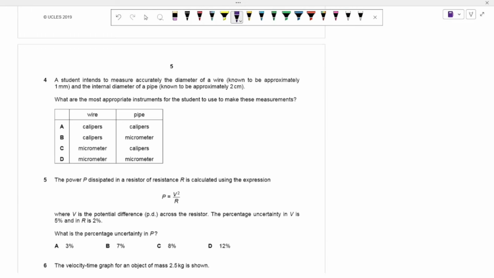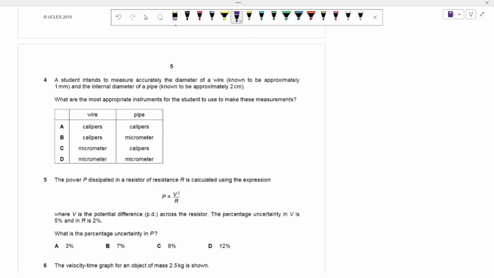Question 4. A student intends to measure accurately the diameter of a wire and the internal diameter of a pipe, and we've been asked to recommend what instrument this student should use. So the student is desperate and wants us, as physicists, to help him or her with what instruments are appropriate.